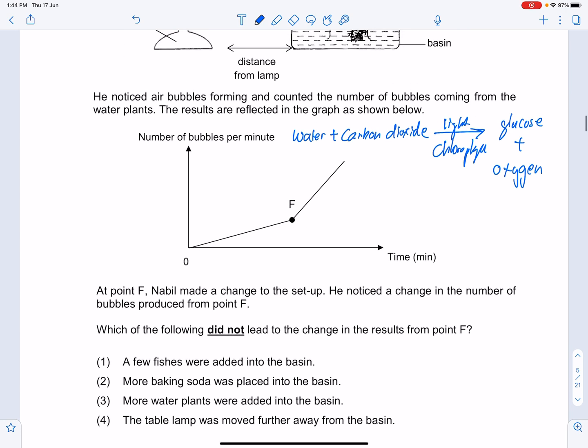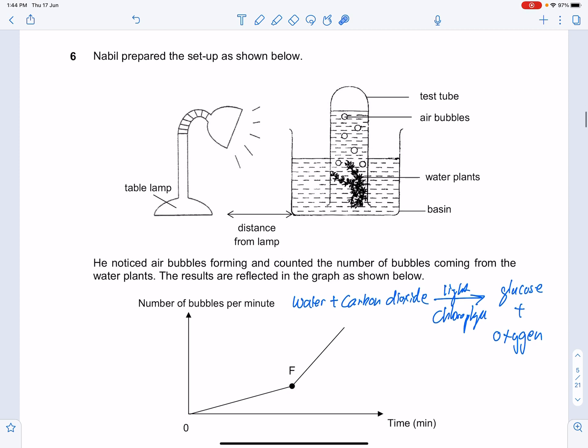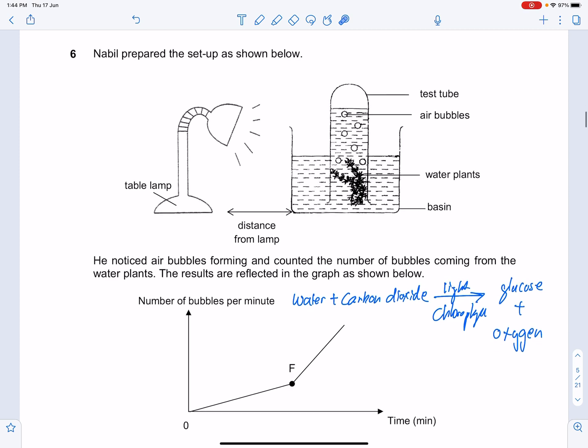Alright, so the question then asks you, which of the following did not lead to the change in the results from point F? Now, if you were to look at this, the first thing you need to do is to really understand what happened at point F. So at point F, number of bubbles being produced is increasing. It is still increasing, but it increases at a much faster rate because it takes a shorter time as compared to this part to actually go up to a greater number of bubbles produced per minute. So I know that it's increasing in rate.